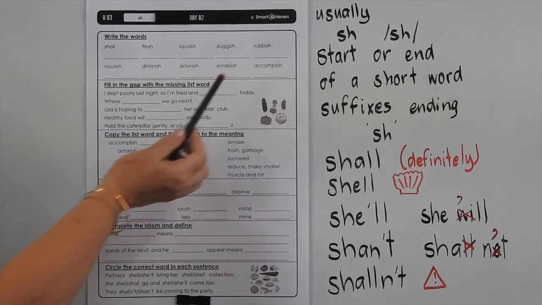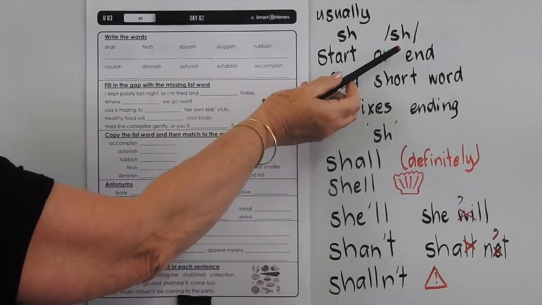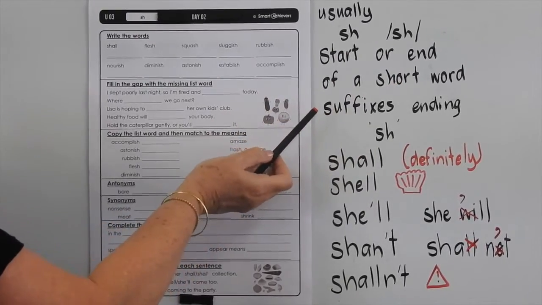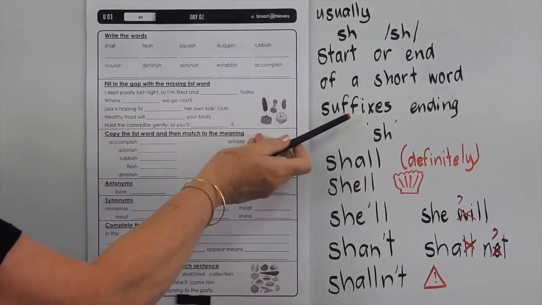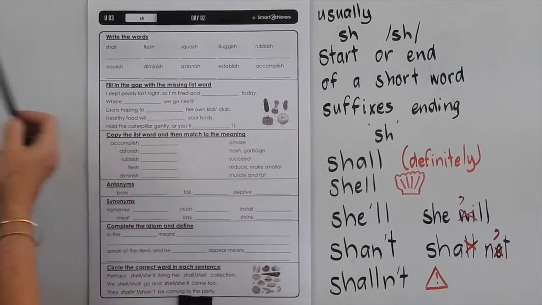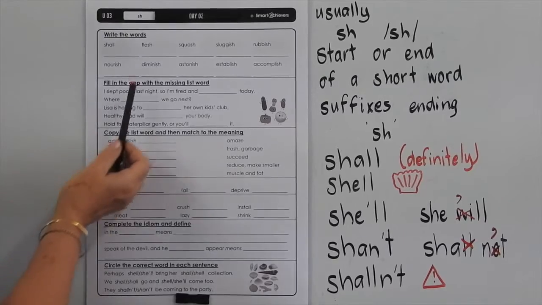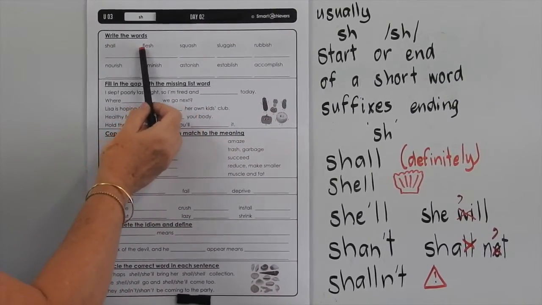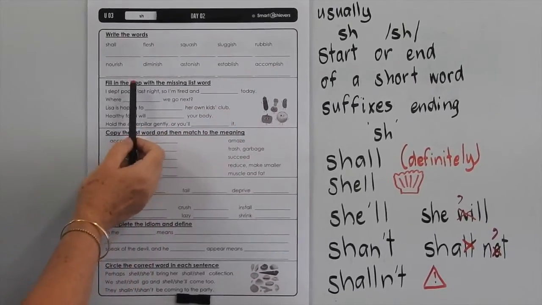We discussed yesterday that usually SH makes a sh sound at the start or the end of a short word. And we've also got it being used at the end of these suffixes that we've added to some of these base or root words. So go through and highlight the SH in those words and anything else that you think may make the spelling easier.